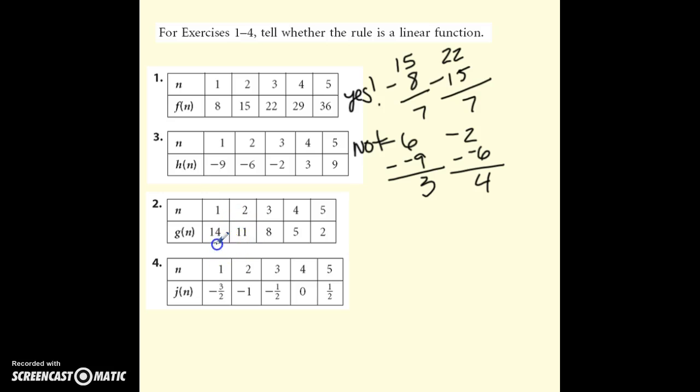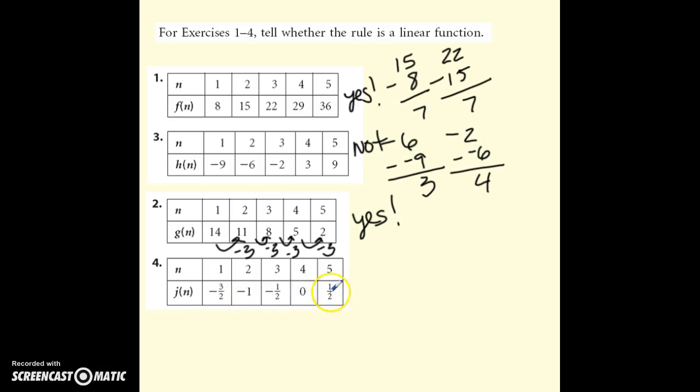14 down to 11 is subtracting 3. 11 minus 3 is 8. 8 minus 3 is 5, and 5 minus 3 is 2. So because I'm subtracting 3 every time, this would be linear.